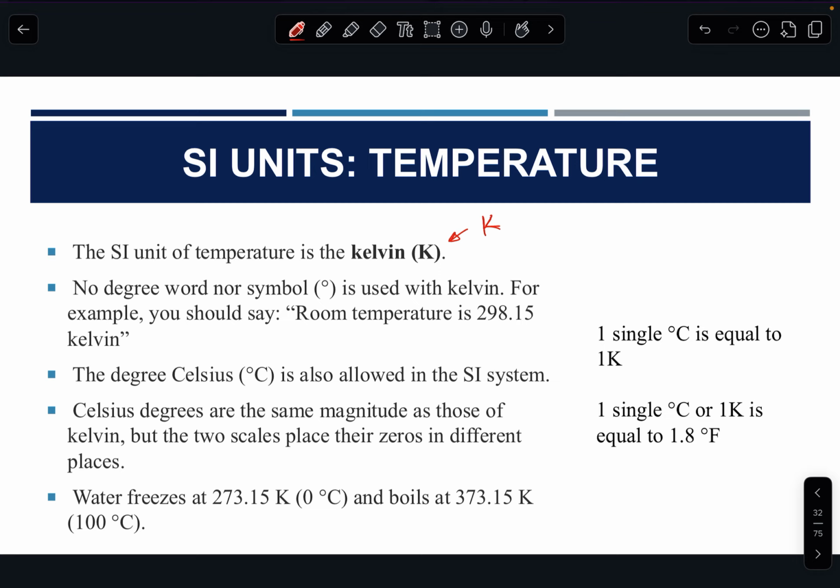So you cannot have a negative value for Kelvin, and so I'll write that. No negative Kelvin. So keep this in mind. There are no negative Kelvins ever. The magnitude is the same, though. So 1 Kelvin is equal to 1 single degree Celsius.